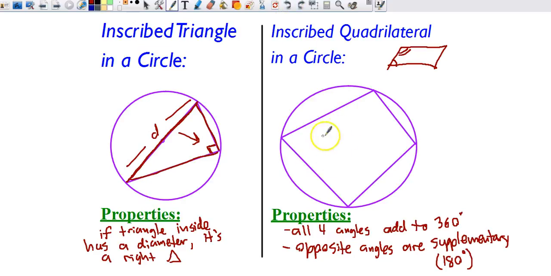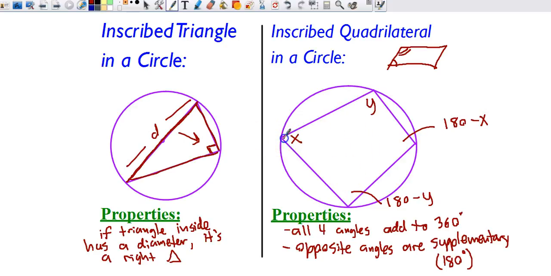But what you will find is this. You'll find that this right here is supplementary to that. So this is 180 minus that. That number here is 180 minus the opposite side. So if you go across, subtract from 180, it works.